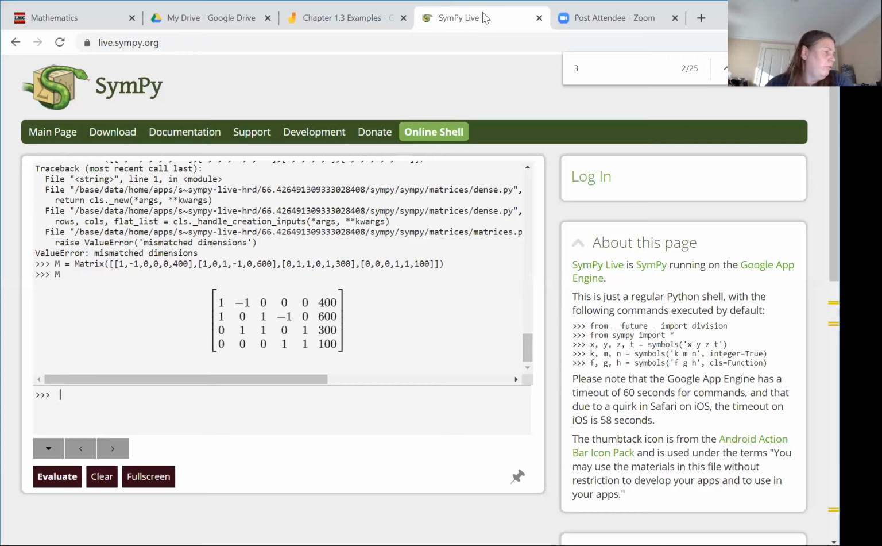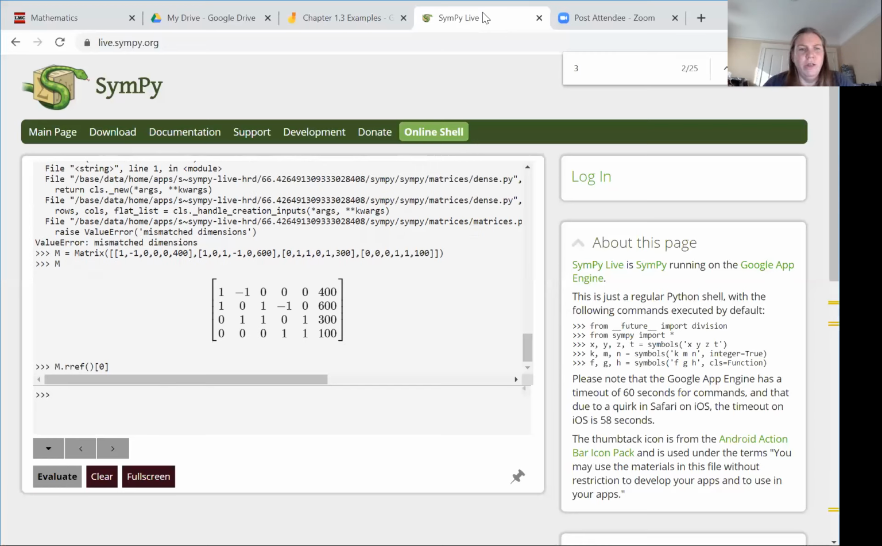So now we want the reduced row echelon form of this matrix. So we are going to type M, capital M, because we called our matrix, dot rref, and then parentheses, and then we just want the first result. So that's why we do this bracket with the 0 in there. It gives us the first result from this function.